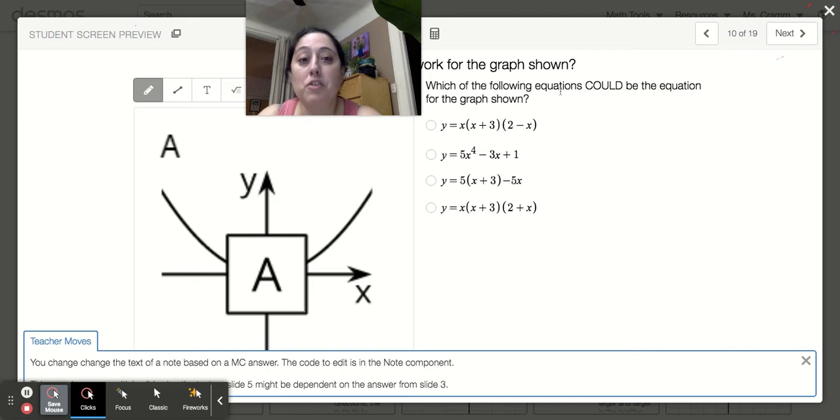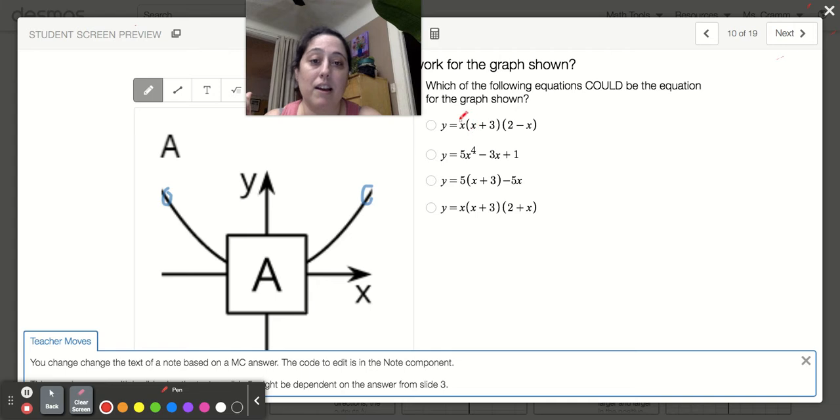Okay, so which of the following equations could be an equation for the graph? Well, I know it is ending and starting in the same direction. All right, so I'm thinking it's going to be an even exponent. So which one of these? All right, let's see. Okay, I got it. All right, so here I'm just going to do a quick distribution. I'm going to multiply these two binomials.